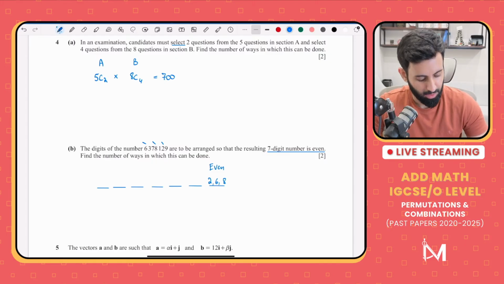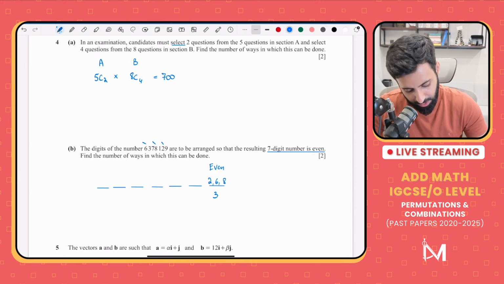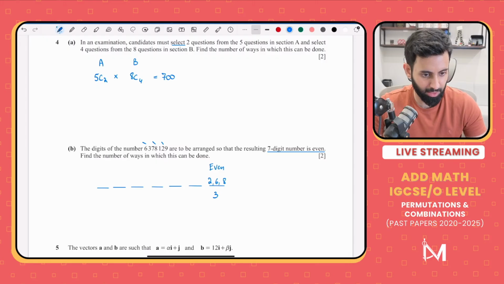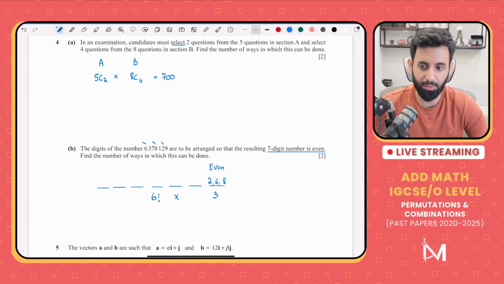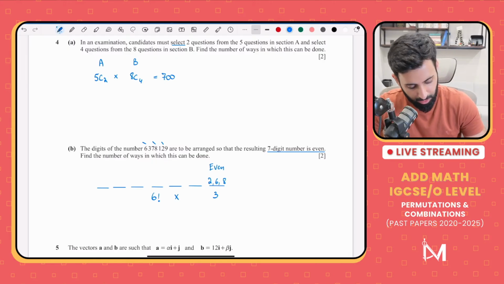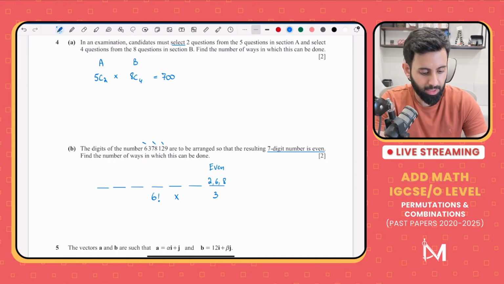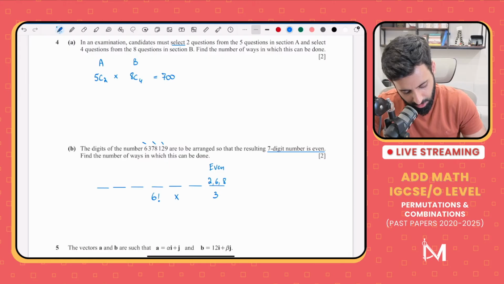Now, for the last place we have 3 options. And for the first 6 places, since there are 6 numbers, those of you who are asking, when do we use factorial? Here's your answer. We have 6 digits, right? And we have to arrange all 6 of them. So that means I can easily do 6 factorial, because we have 6 digits and we have to arrange all 6 of them. So 6 factorial into 3, let's see what that gives us. 6 factorial times 3 is equal to 2160. There you go. Job done.